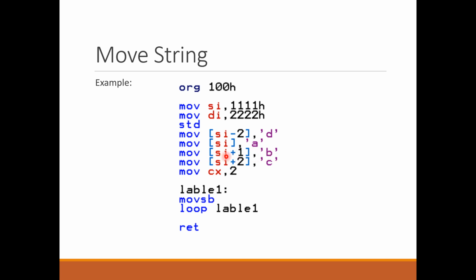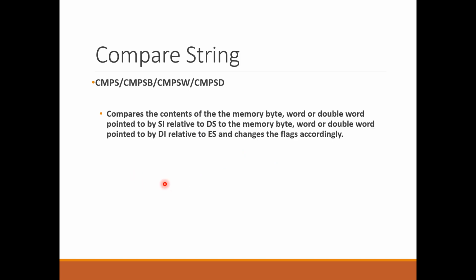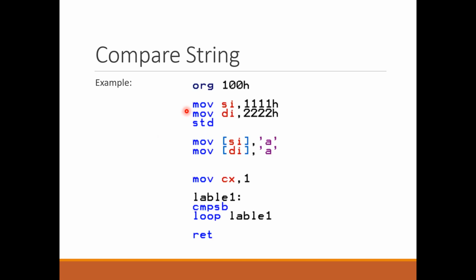And the second instruction is the compare string. You can say CMPS, compare string, whether it's byte or word or double word. It compares the contents of 2 memory locations, whose physical addresses are specified by the data segment and the source index, and the extra segment and the destination index. And this is an example.